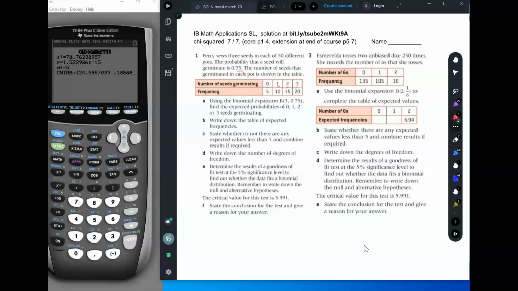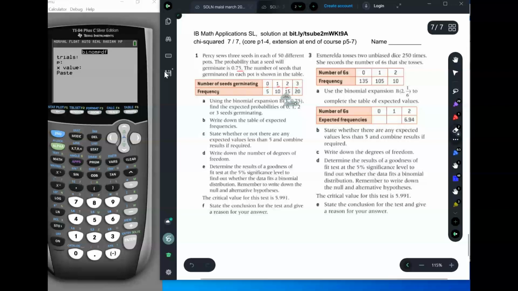And just like before, where half the problem was a normal distribution problem and the other half was a chi-squared GOF problem, now the first half is going to be a binomial distribution problem. So instead of, remember we always used normal CDF before? Now we're always going to be using binomial PDF, probably. Okay? All right. So it says that the probability of a seed germinating is 0.75, and the number of seeds that will germinate in each pot is going to be 0, 1, 2, or 3.